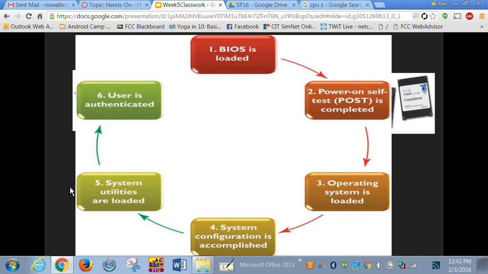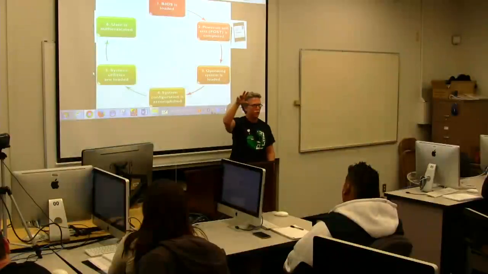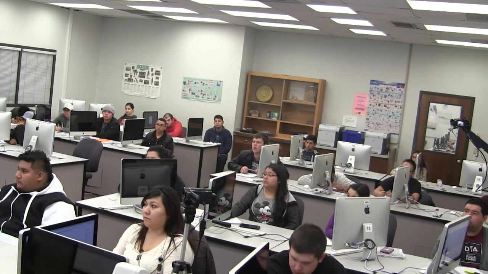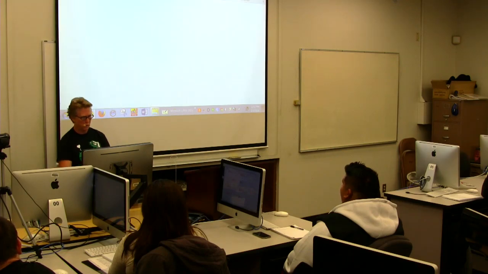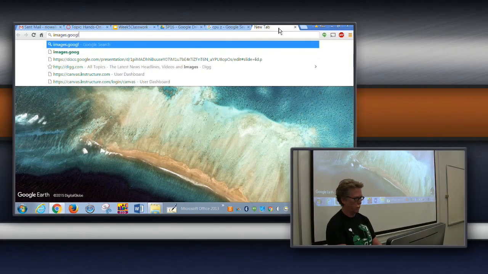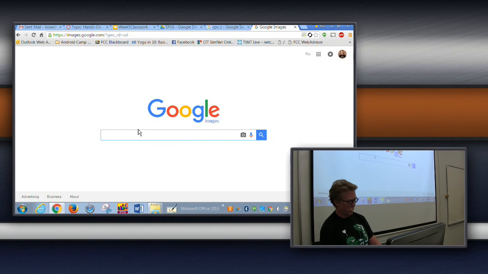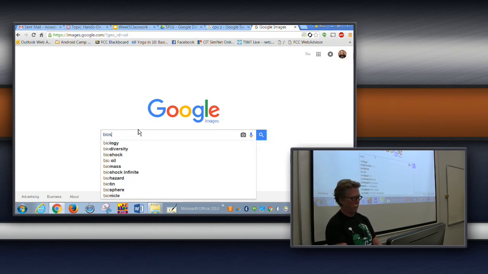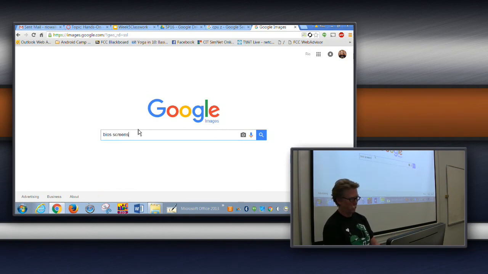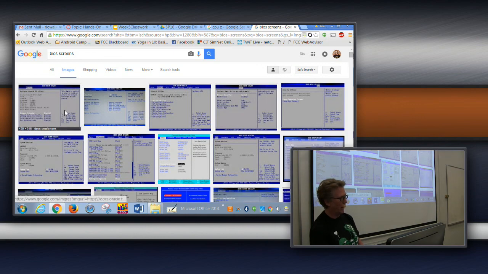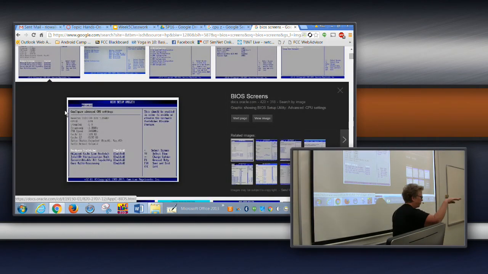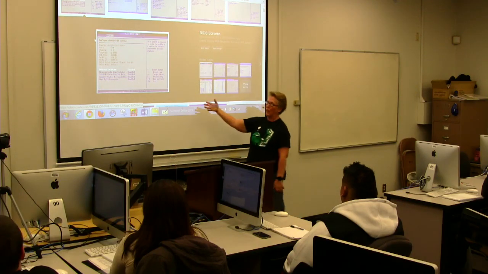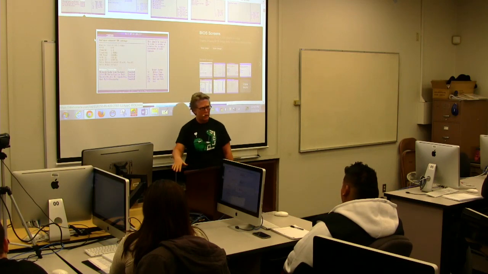How many of you ever looked at the screen when your computer's turning on for the first time? Yeah, you ever seen screens that look like this? I'll go to images.google.com. What we would call them, BIOS screens. So actually this is inside the BIOS. Often you'll see hit F2 to get into the BIOS. So this is what that looks like, even though most people never get in there.